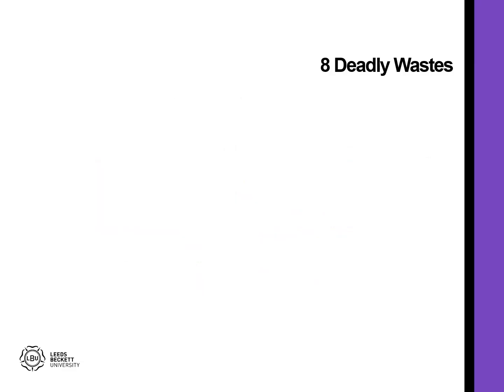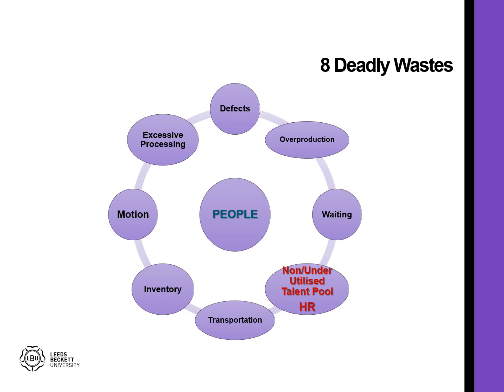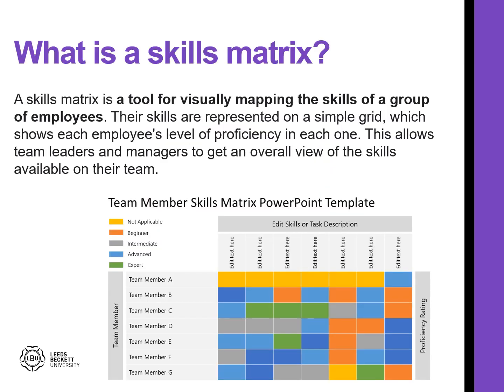So we've looked at something called the 8 deadly wastes, well 7 actually, but the 8th waste was underutilization of your staff. So it's very important you get the most out of your staff, and so what you need to do is look at what their capabilities are and what your requirements are. And one way to do this is to use a skills matrix.